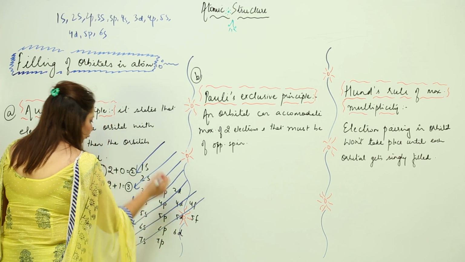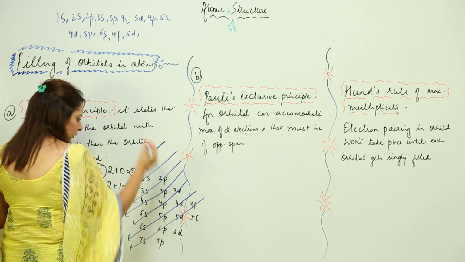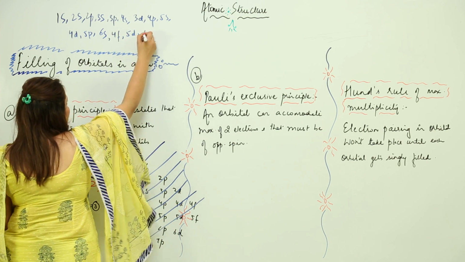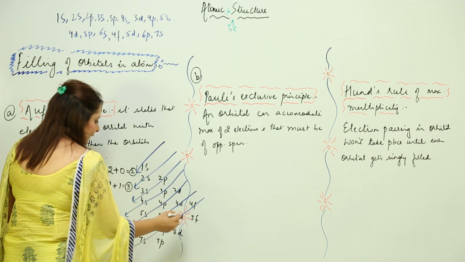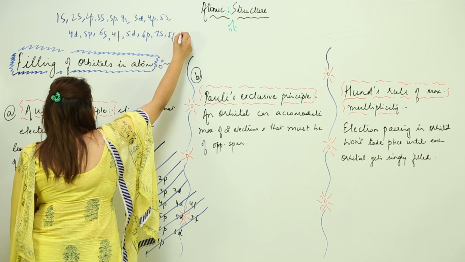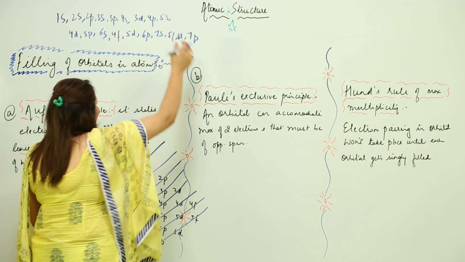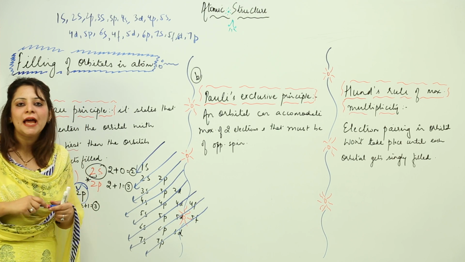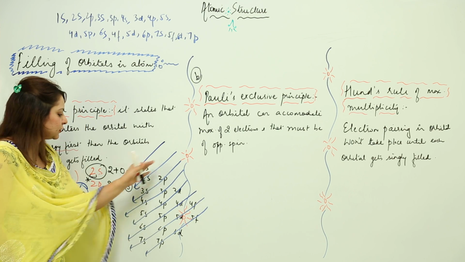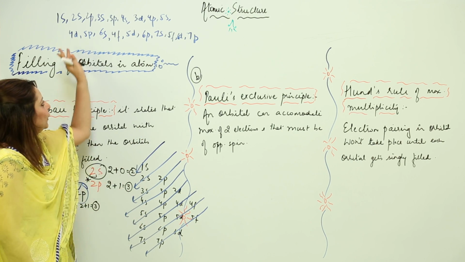Then we have 4f, 5d, 4f, 5d, 6p, 7s. And then 5f, 6d and 7p. So likewise you will be writing the subshell. No need to cram it, just make the chart like this, and just like I put the arrows, you also put in a similar way, and you will get the result.